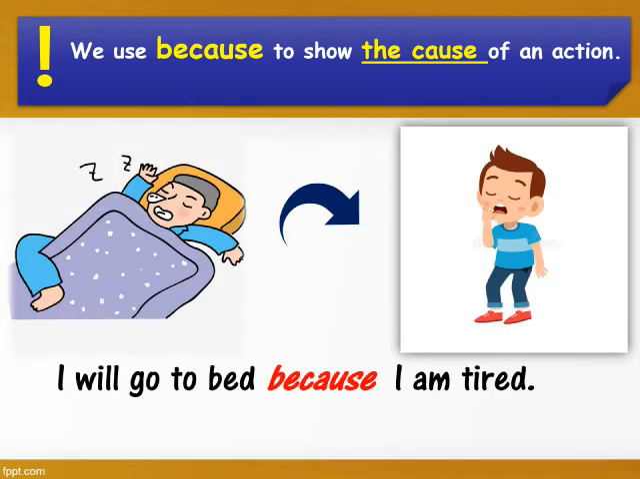We use because to show the cause of an action. For example, I will go to bed because I am tired. The conjunction because in this example is used before the cause or the reason of the action.